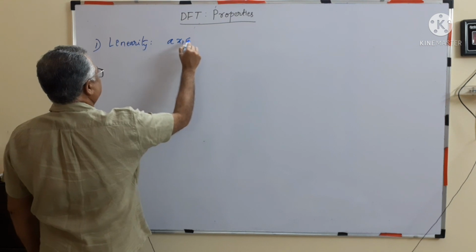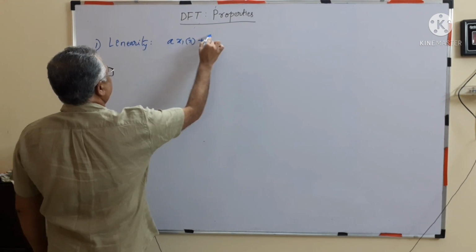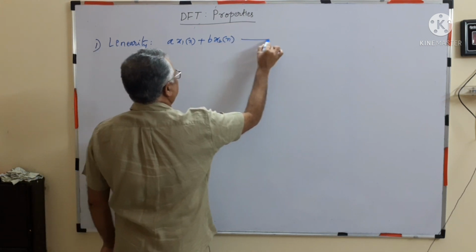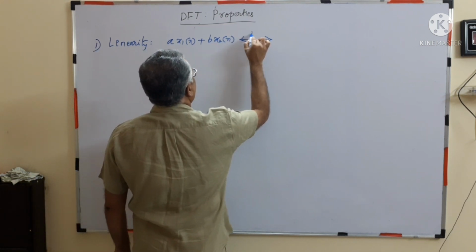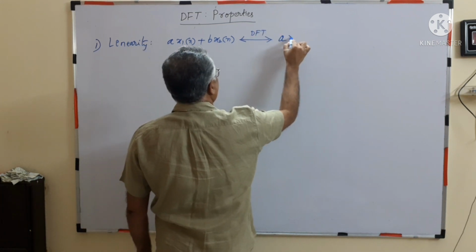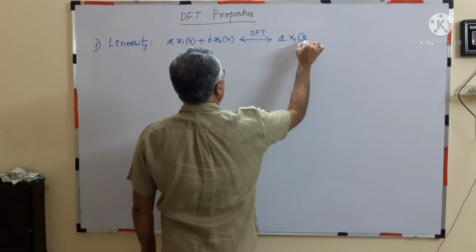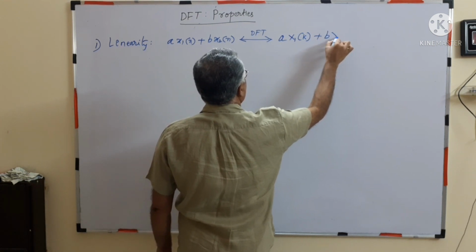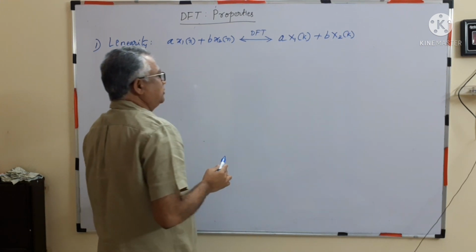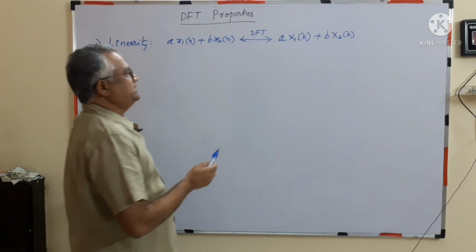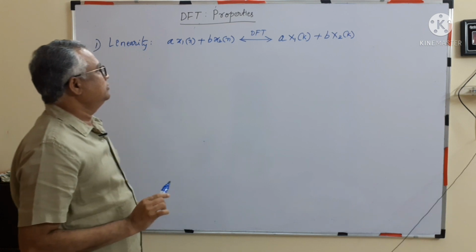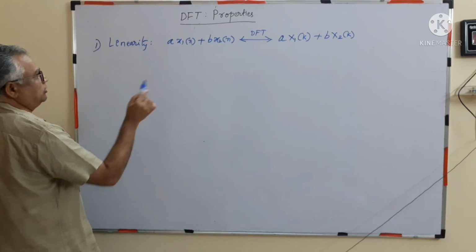The first is linearity: the DFT of a x1 of n plus b x2 of n is A x1 of k plus b x2 of k. In the frequency domain, the letter is always capital, but the variable is always a small letter. This is one simple property, and there is no need to prove it.